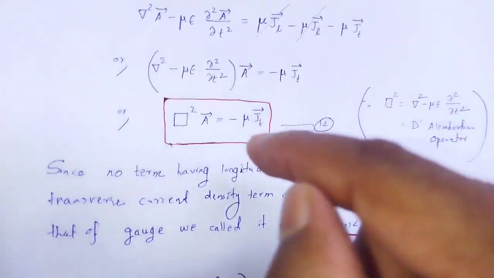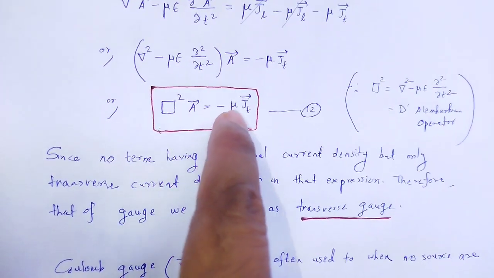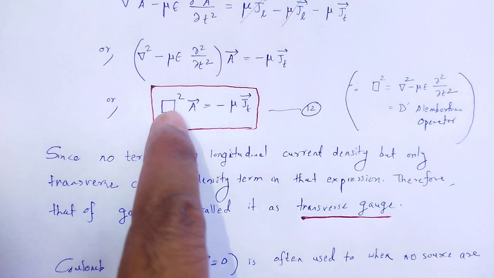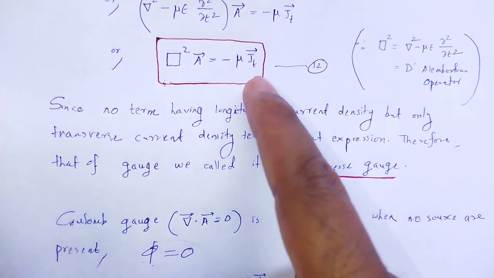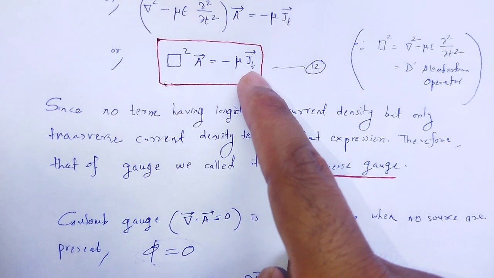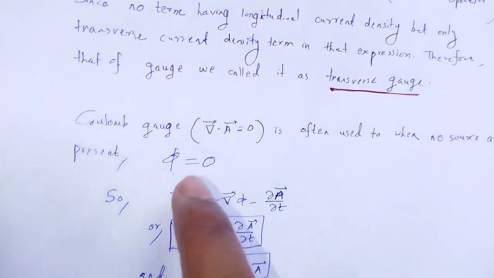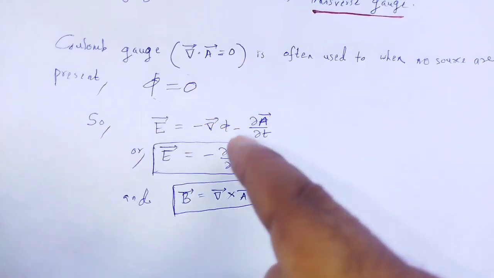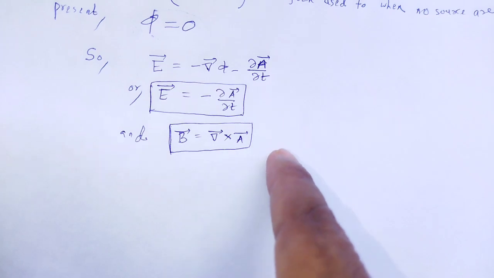Finally we have the solution: box square A vector is equal to minus mu j t vector. That box is called the D'Alembertian operator, which indicates the existence of only the transverse component, therefore it is called the transverse gauge. When there is no source present, the electric field and magnetic field can be expressed in terms of the potentials.